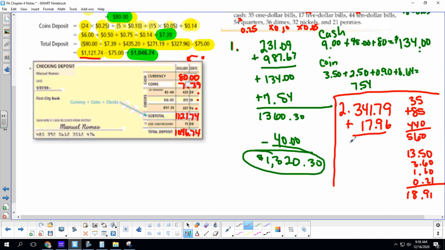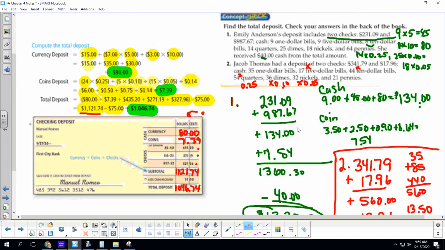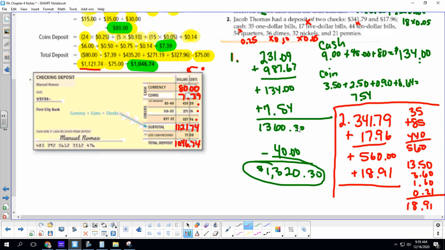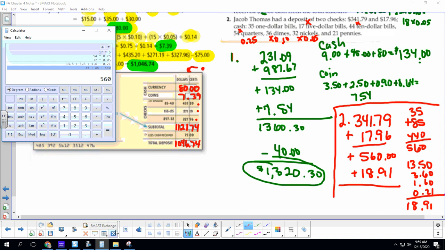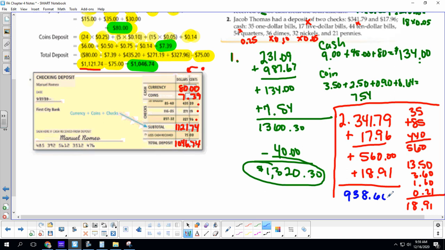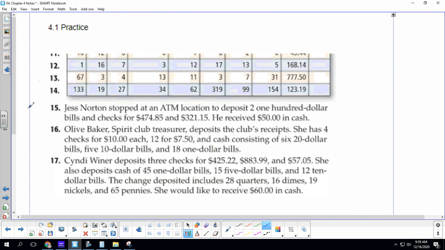So we're gonna add our checks. We're gonna add 560, and we're gonna add 1891. And it's to get less cash, no. So no cash back off of this one. So we go 341.79, 17.96, 560, 1891, 938.66. All right. Is this the total deposit? Okay.